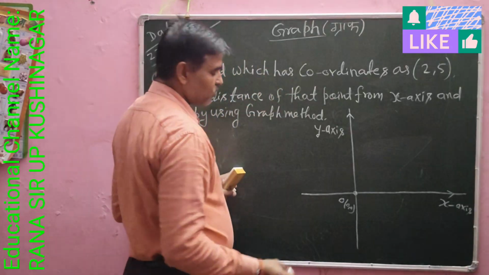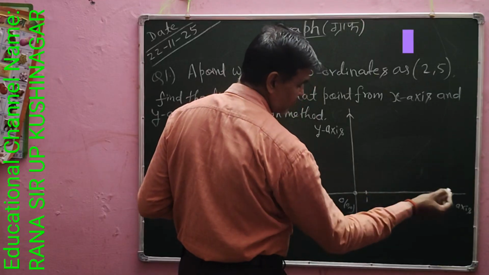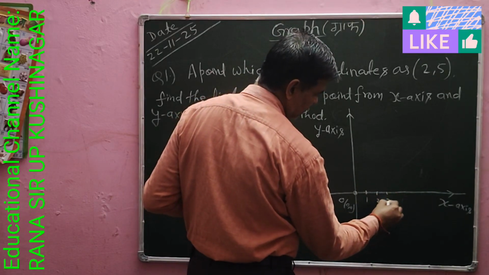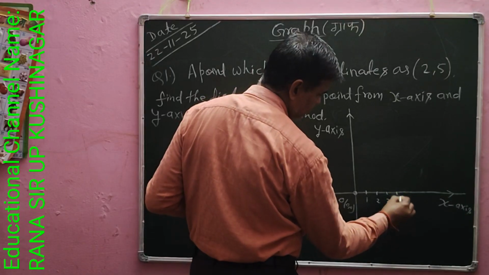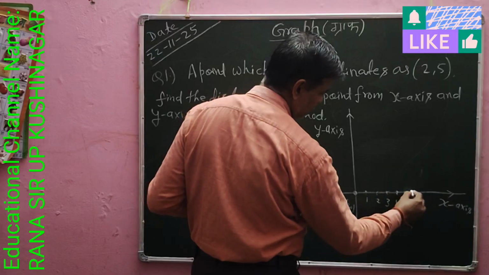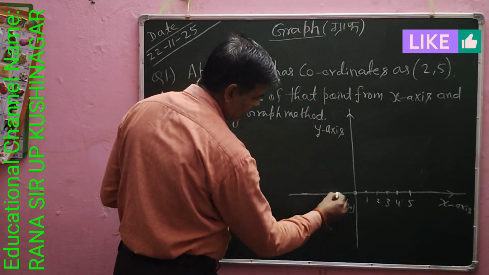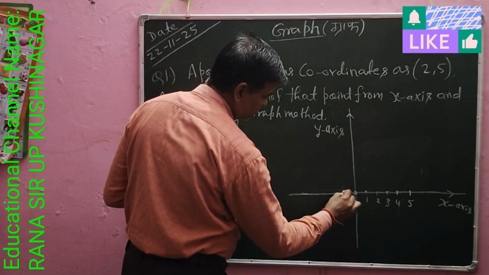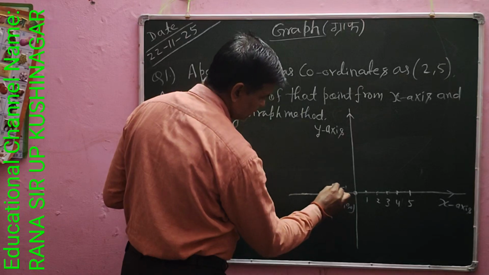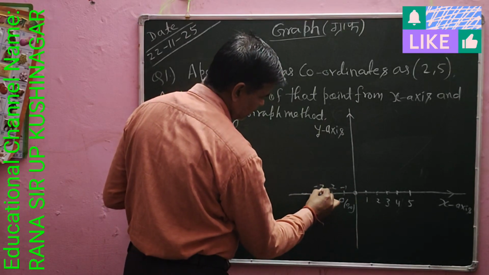Okay, now I will take the same length, that is 1, from the right hand side: 1, 2, 3, 4. So this I will mark point 5 and so on. On the left hand side I will write -1, -2, -3 and so on.